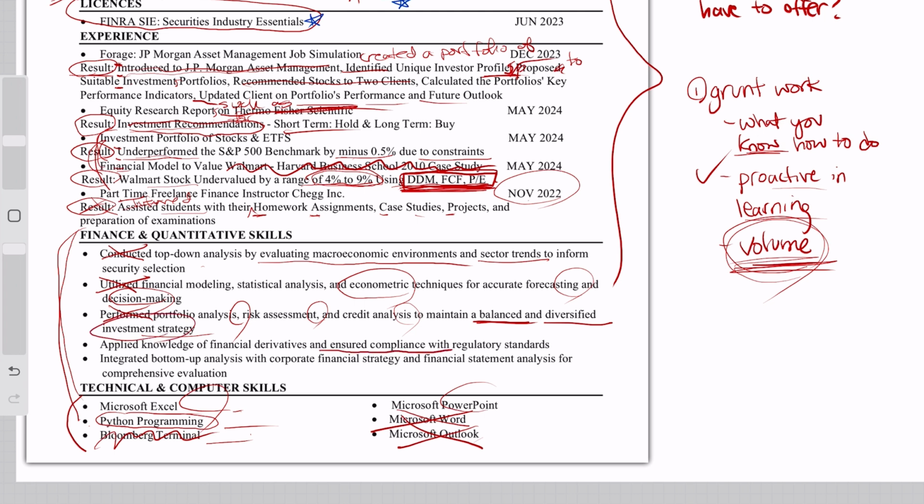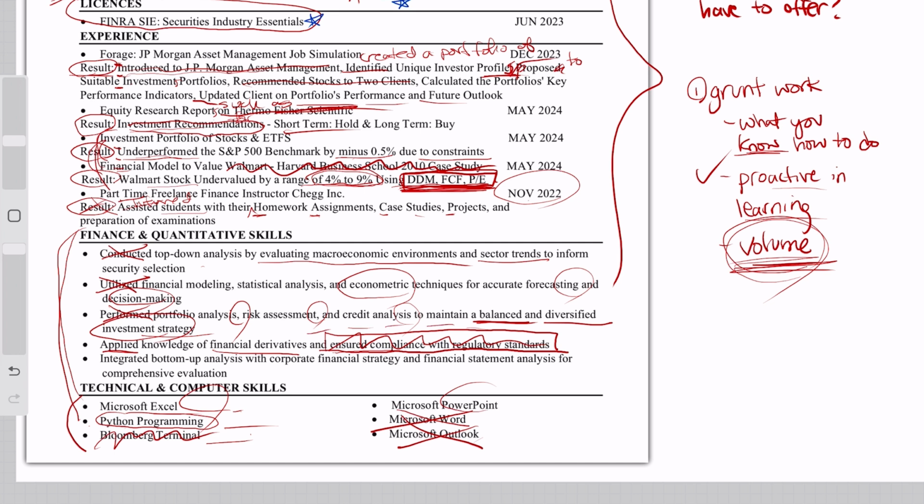When you say "ensured compliance with regulatory standards," this would put your resume in the no pile. Why? Because this to me sounds like BS. How do you know what the ensured compliance is if you've never had experience working for a real company before? So don't write fluff like this that you don't have backup for. "Applied knowledge" means that you've actually worked with financial derivatives. So if that's the case, list it out, such as what and for whom.